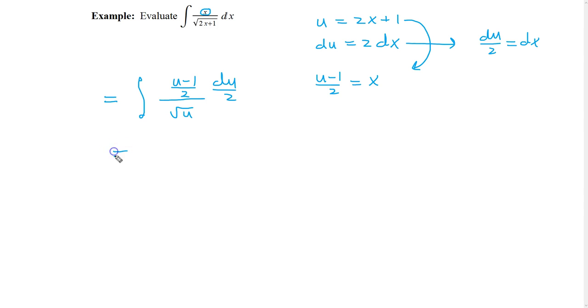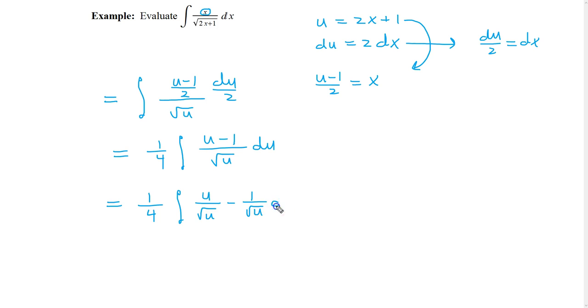Now let's clean this up. 1/2 times 1/2 is going to be 1/4. We'll move that outside. Now we're going to use a trick here where we split this fraction apart. So we're going to write it as... Now u divided by the square root of u, that's just u to the 1/2, or the square root of u. This is u to the negative 1/2.